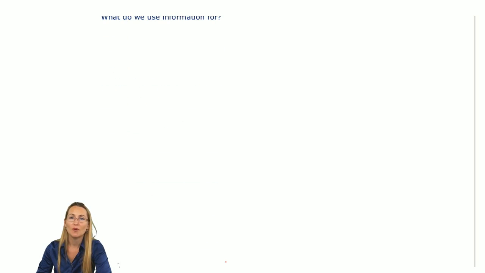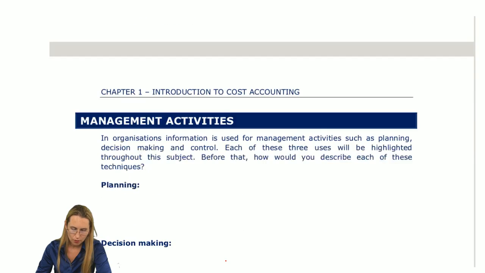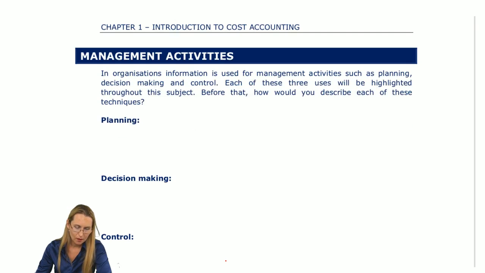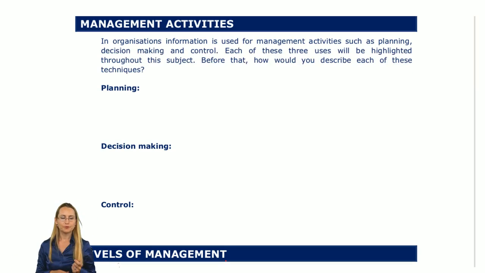And what do we use our information for? We use it for planning, decision making, and control. So let's discuss that. So again, we can talk about management accounting. We can talk about you planning to sit your exam. So what is planning about? You're trying to predict what's going to happen in the future and then prepare for it as much as possible.